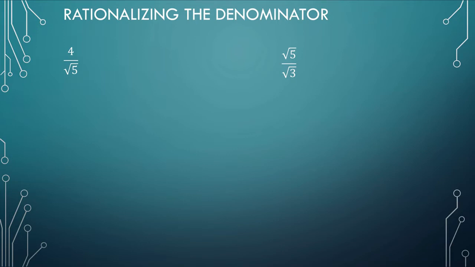let me do this. Actually, let's just look at this first one, right? So when we rationalize the denominator, it's a process, and the process is we want to get rid of the square root in the denominator. Okay, which brings the question, how do you do that?